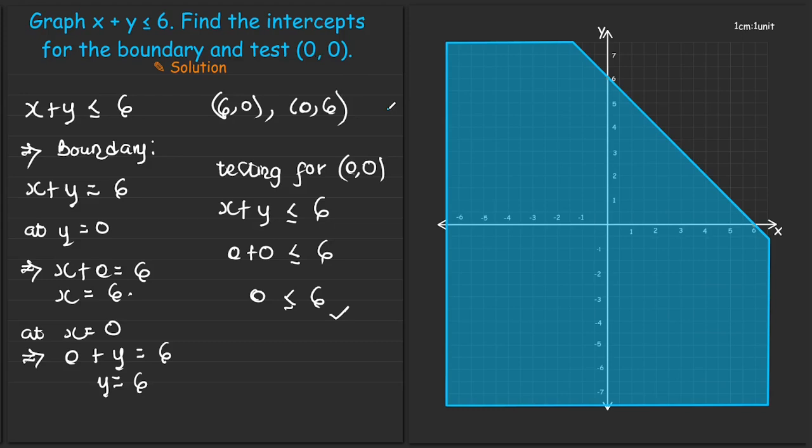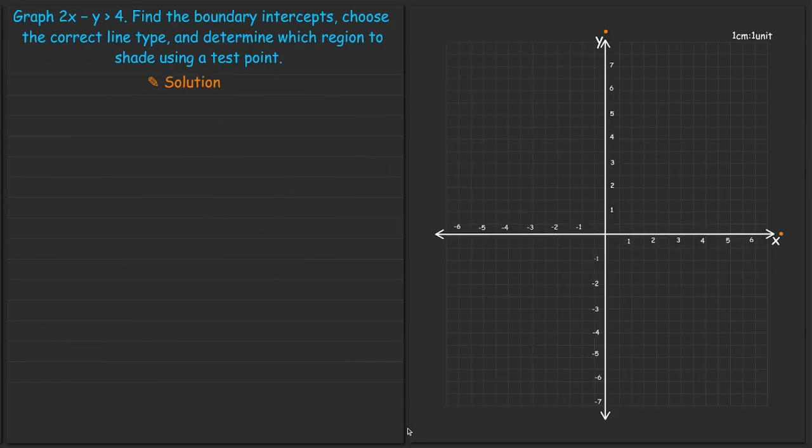With these two examples, I want to believe you've understood, and then you'll be able to do this very one. Hence, after reading the next question, I advise you pause and then try on your own before you look at the suggested solution. Our next question says, graph 2x minus y greater than 4. Find the boundary intercepts, choose the correct line type, and determine which region to shade using a test point. This is very, very similar to all that we have done so far.